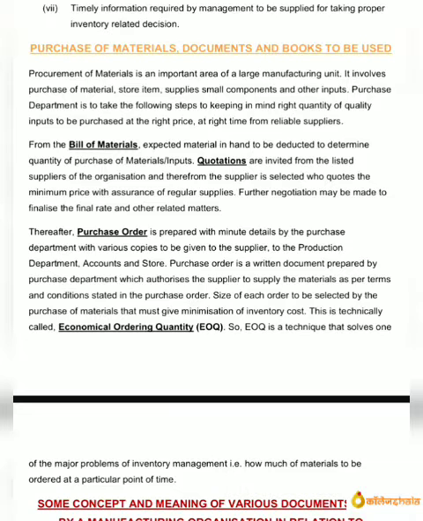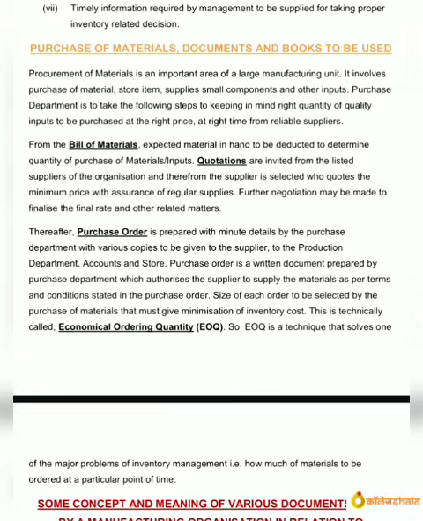Now we are coming to another important aspect, purchase of material and related documents and books of records to be maintained. Procurement of material is an important area of a large manufacturing concern. It involves purchase of material, store items, supplies, small components, spare parts, etc. All types of inputs are involved here.